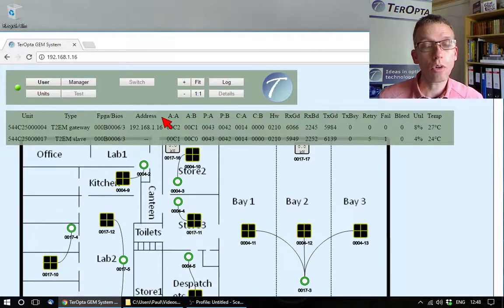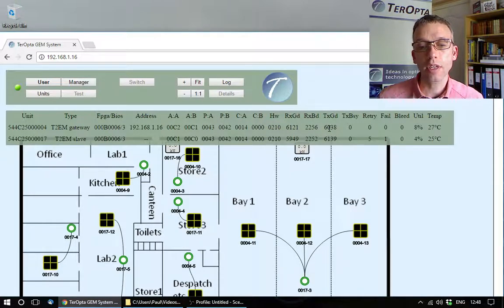The address column is useful because it gives the IP address of all the gateways in the network. In my case I only have one gateway in the network, and that's the one I'm connected to, but there may be others which you can connect to directly if you want to.